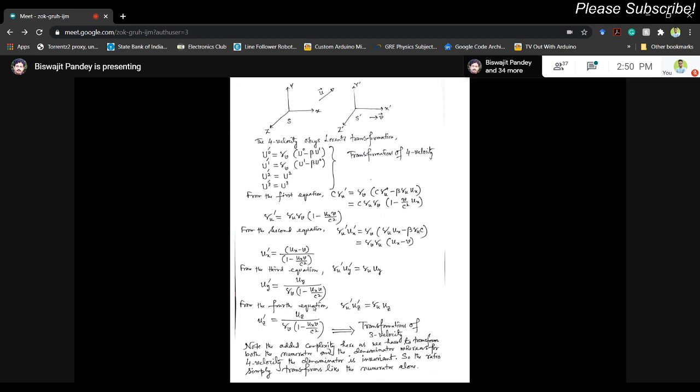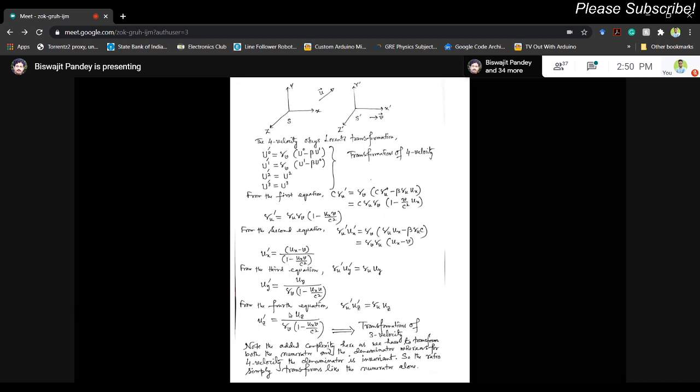You see the transformation of the three components of 3 velocity looks much more complicated. I mean, there are different terms in the numerator and denominator which don't match with each other, and things look a bit complex.